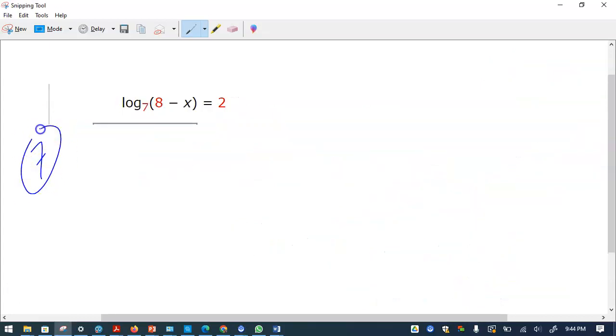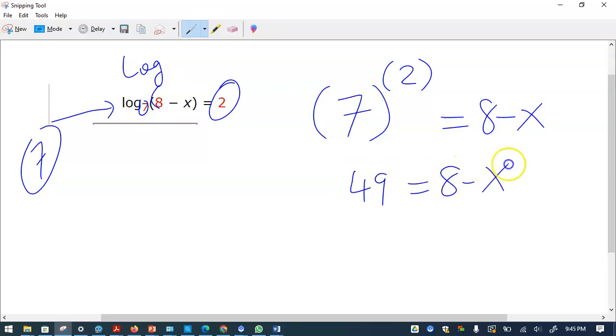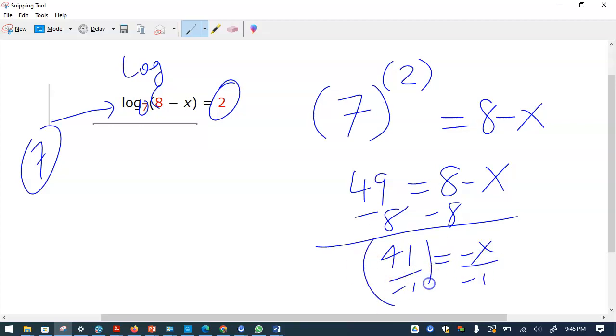Question 7 is, now look at this. They gave it to you already in the log form, and you have to write it in the exponential form. To write the exponential, it has to be something like this, equals whatever that is. So the input, which is here, becomes the output, and the output, which is here, becomes the input. And the base, which is 7, you see right here. That's it. So 7 squared is 49, and subtract 8. So you get 41 equals minus x, and divide by minus 1, and you get x equals minus 41.